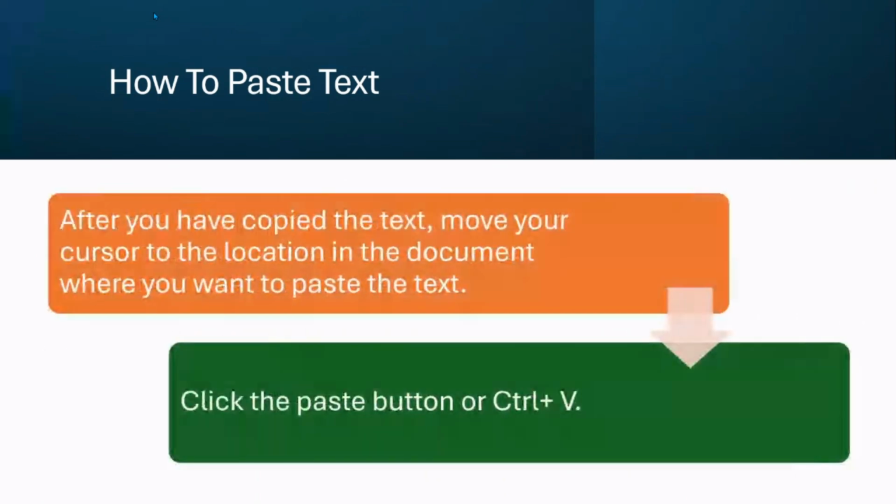So after you have copied the text, we're going to move the cursor now to the location in the document where you want the text to paste. And you click the paste button or Control V, and that's a shortcut for how you paste text.